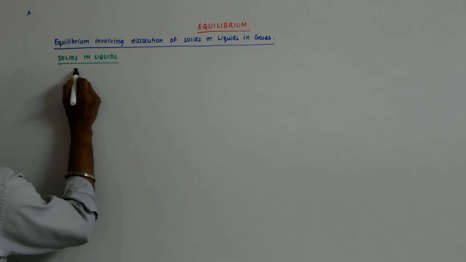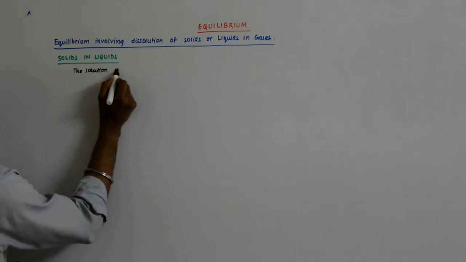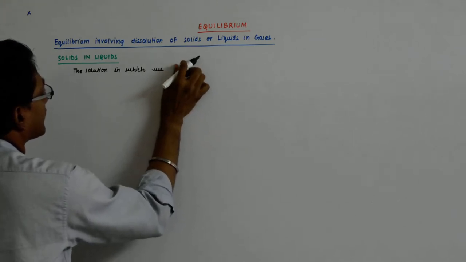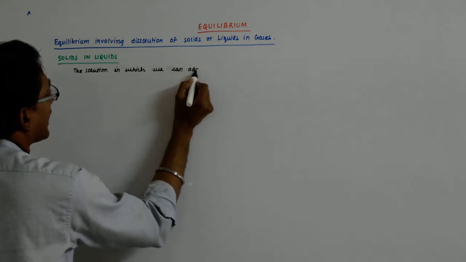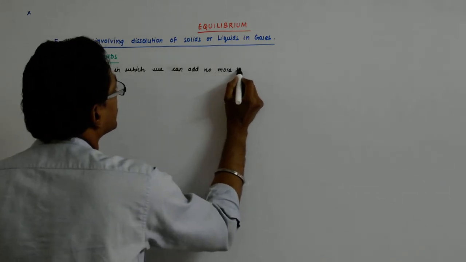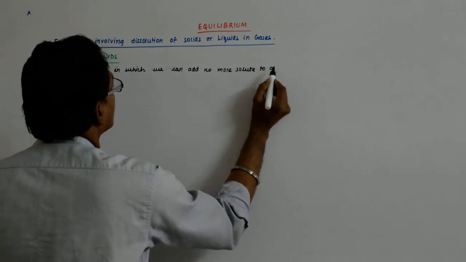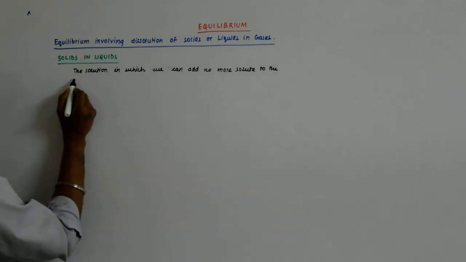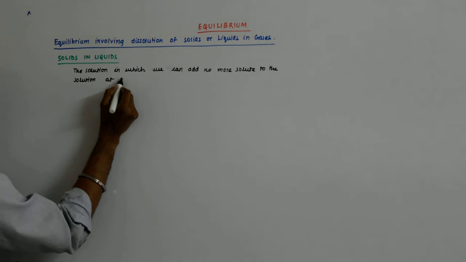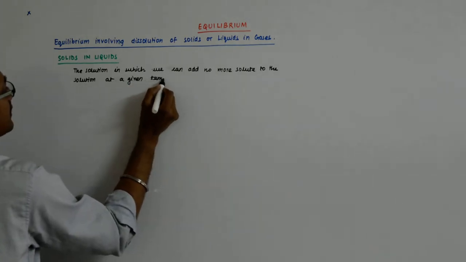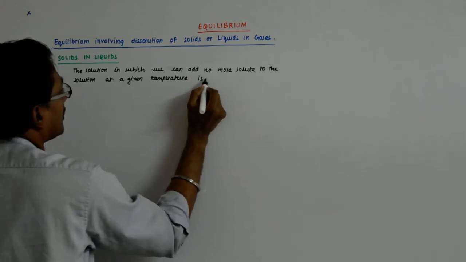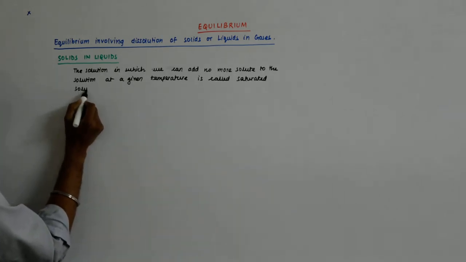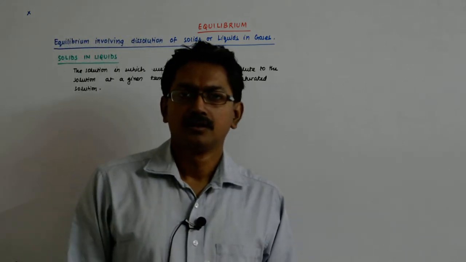So the solution in which we can add no more solute to the solution at a given temperature is called a saturated solution. Okay, it is called a saturated solution.